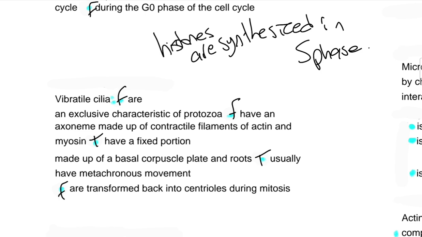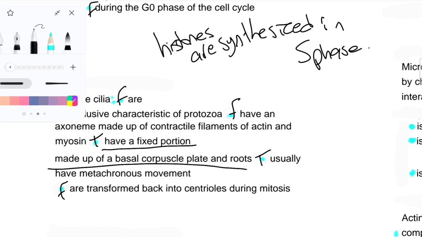So the vibratile cilia are an exclusive characteristic of protozoa. No. Have an exoneme made up of contractile filaments like actin and myosin. Wrong. Have a fixed portion made up of basal corpuscle, plate and roots. Correct. Usually have metachronous movement. This is correct.